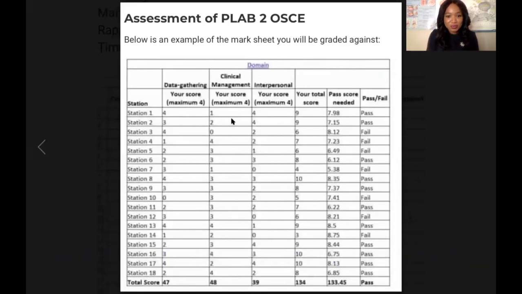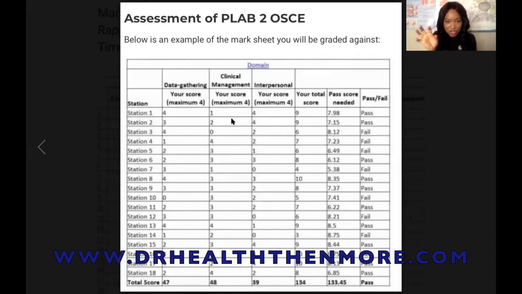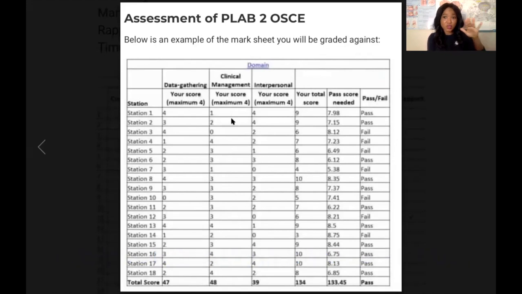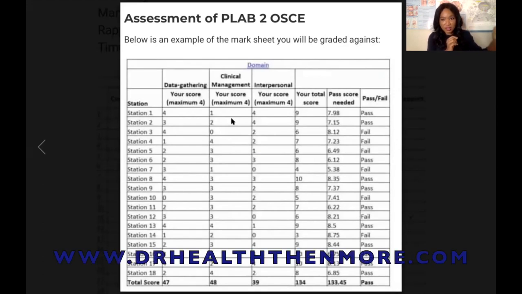So now this is the mark sheet. Those that have done the Canadian OSCE know that they give you your sheet, like the regular score, then they give you the supplemental score sheet. So now this is the first one where the UK will tell you station one you pass, station two you failed, station three you pass, station four you failed. So let's look at this one.